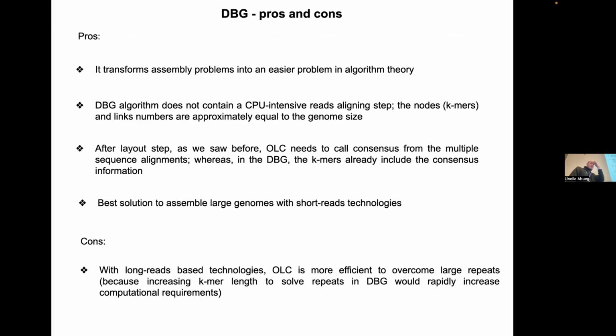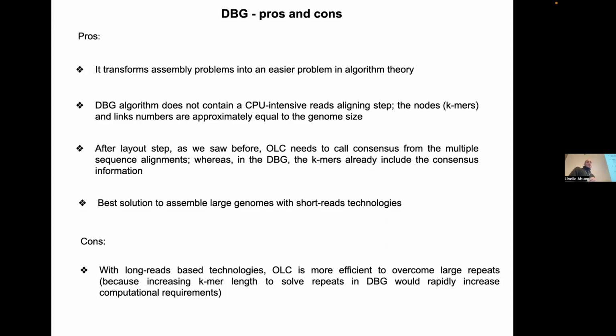So, to recap, the de Bruijn graph, in terms of pros, essentially transforms the assembly problem into something that is tractable from an algorithmic perspective. So, with millions of Illumina reads, you can assemble a genome on a laptop in a reasonable amount of time. There is no CPU-intensive computation of read aligning steps, because there is nothing to align. You just need to build this graph out of the k-mers. There is no matrix of substitutions that needs to be computed, nothing like that.